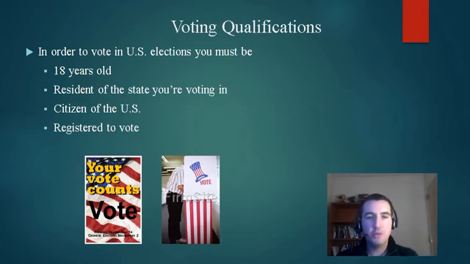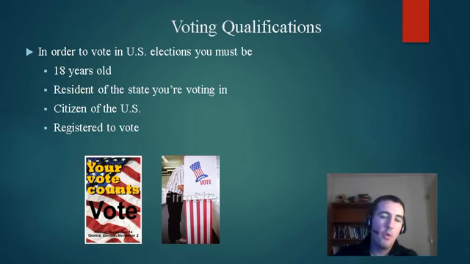If you're 18 years old, you're a resident of the state that you're voting in. So if you're from Pennsylvania, you've got to live in Pennsylvania. You've got to be a citizen of the United States, and you've got to be registered to vote. Those are the four things, and they're pretty easy.